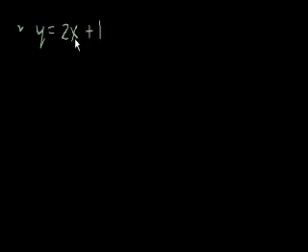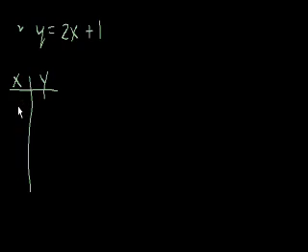So if, say, x equaled 1, then y would be 2 times 1 plus 1, or 3. So for every x that we can think of, there is a corresponding y. So let's do that. Let's put a little table here, x and y, and let's just throw out some random numbers for x.